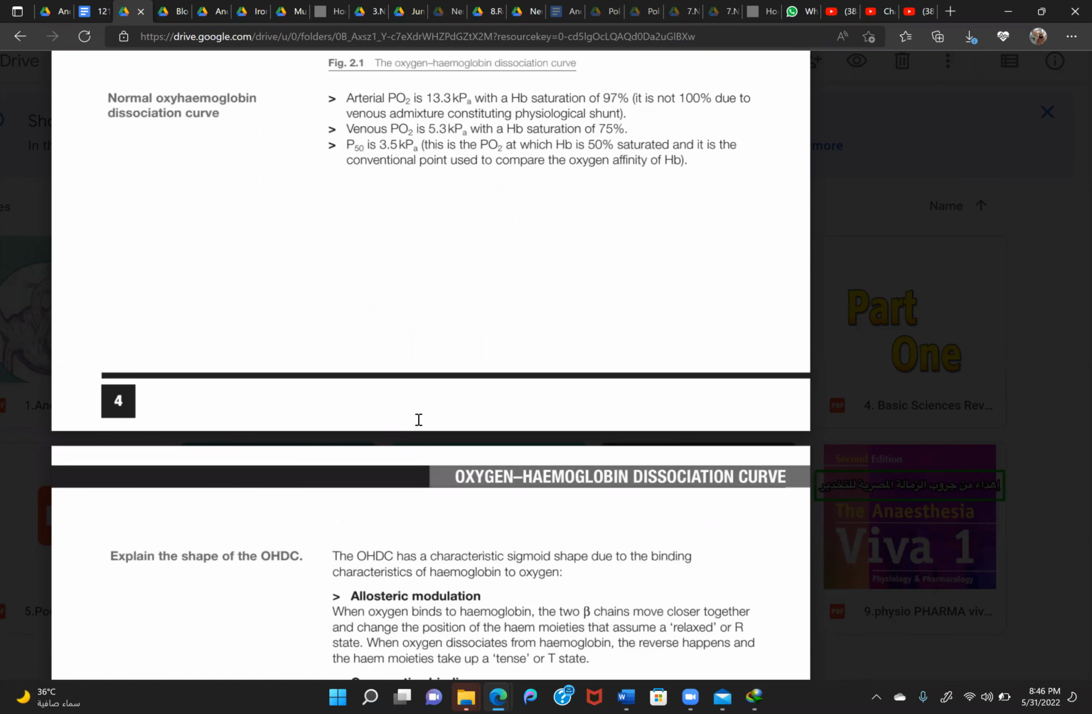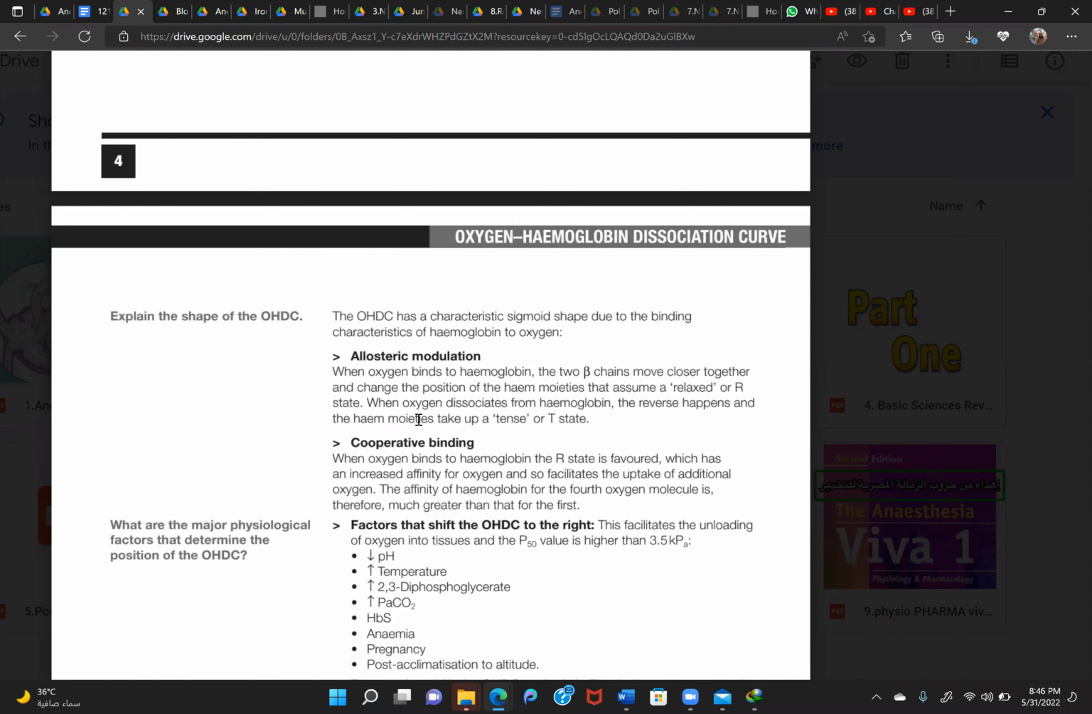Okay. So that's what I was telling you. When oxygen binds to hemoglobin, the two beta chains move closer together. This is actually detail, but in simple words, the first binding is difficult, and after that there is a change in hemoglobin structure. The heme moieties change position and assume a relaxed or R state. When oxygen dissociates from hemoglobin, the reverse happens, and the heme moieties take up a tense or T state.